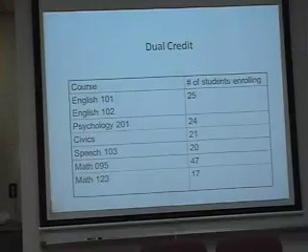Is that English or math? They call that math, that'd be like an algebra course. Right. And then Math 123 is 17 students, so those numbers are up from last year also. I didn't have last year's numbers to compare them to.